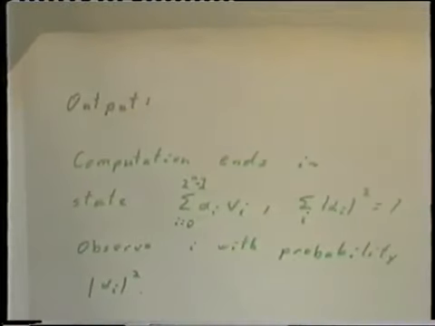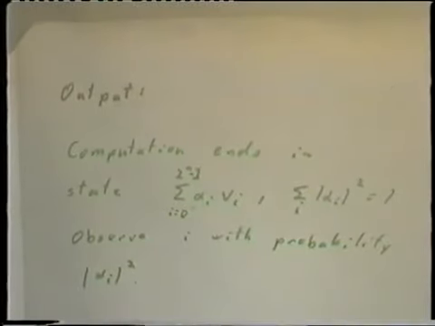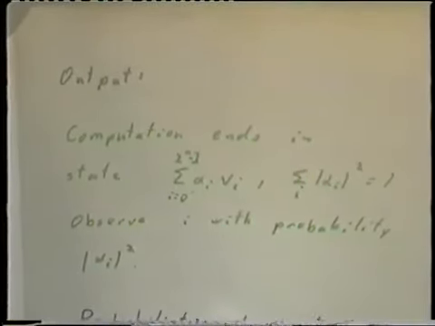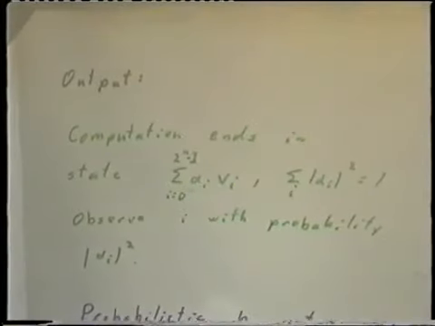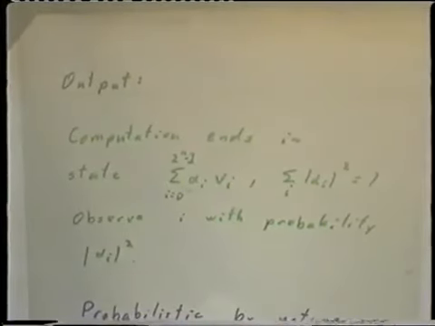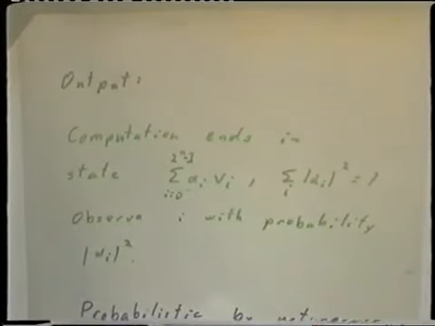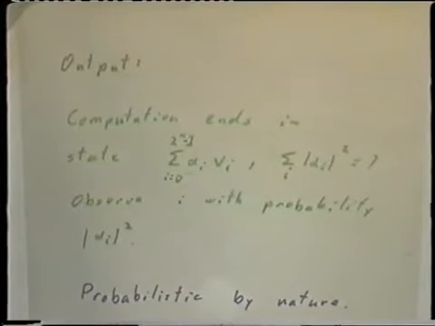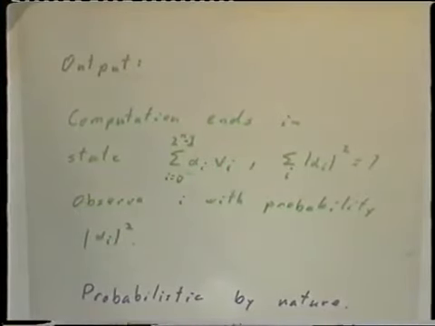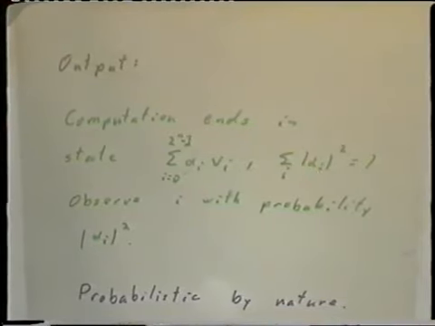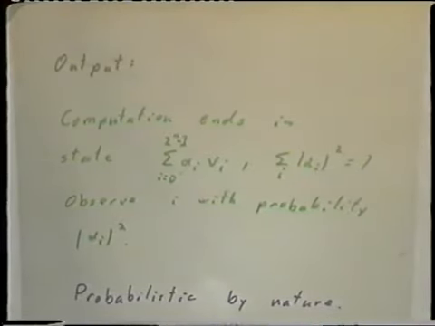Now the output. After we've done things to this vector, we're going to end in a general state in this space, which is just a linear combination of the v sub i's, where i goes from 0 to 2 to the n minus 1. You can't get this state from the quantum computer because you can't observe the complete state of this quantum system. In fact, it's sufficient just to observe it in this basis. So if you have this state, you'll see i with probability the absolute value of alpha i squared.